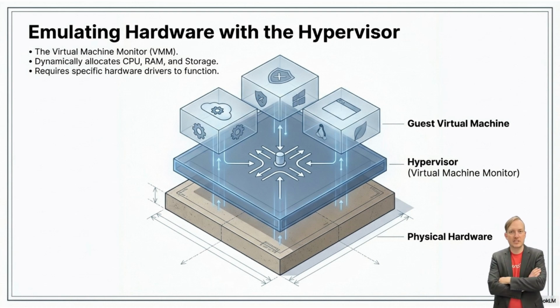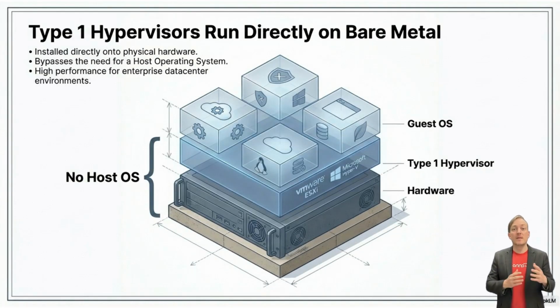The hypervisor sits directly between the physical hardware and your guest virtual machine. It dynamically allocates essential resources like the CPU, RAM, and storage. Just remember, the hypervisor still requires specific hardware drivers to function. There are two primary categories of hypervisors.